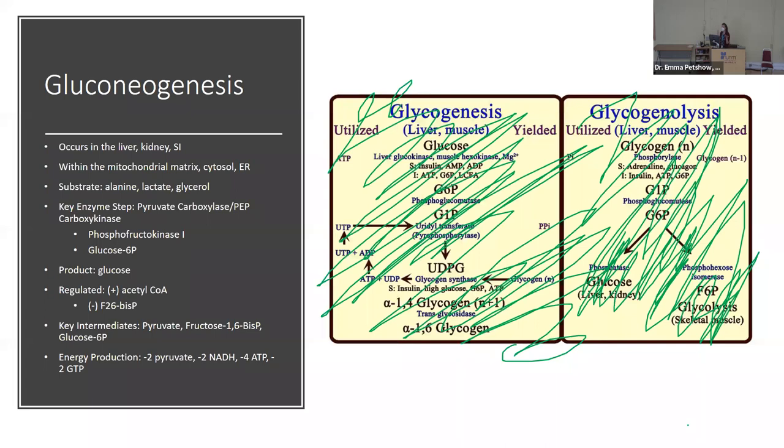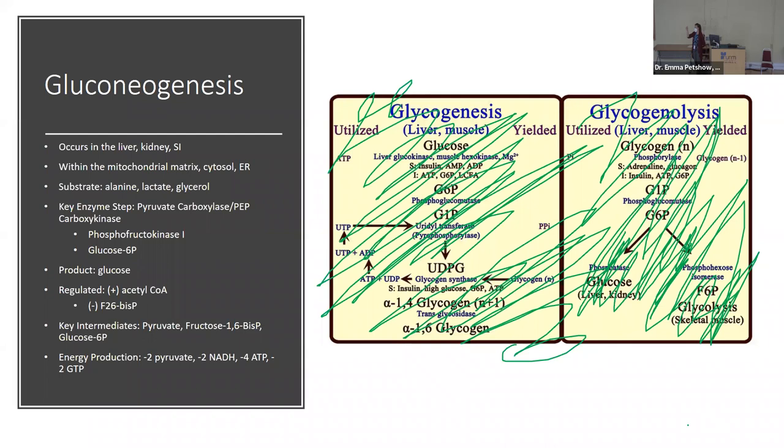Your end product this time is glucose. It's regulated by acetyl-CoA. If there's lots of acetyl-CoA, then you could start this process because your body's like, I don't need more acetyl-CoA, I want more glucose. It's downregulated by fructose 2,6-bisphosphate. Key intermediates: pyruvate, fructose 1,6-bisphosphate, and glucose 6-phosphate. Glucose 6-phosphate being that committal step, right, with glucose at the beginning.